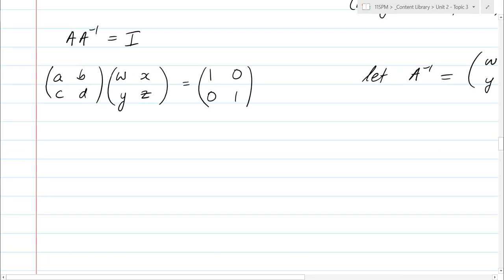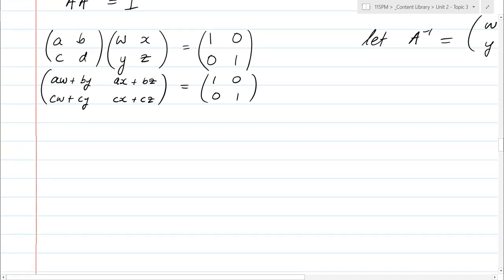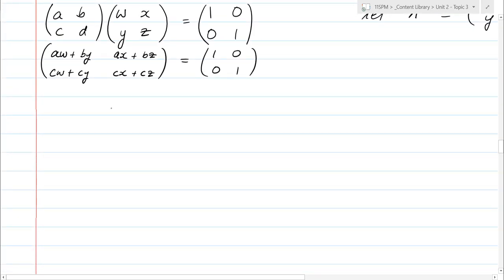And so now carrying out that multiplication so that we can solve it simultaneously. Remember, we've got 8 unknowns here, so we can't actually solve this, but we can solve for W, X, Y, and Z to get the values of those in terms of A, B, C, and D, and that will generalise our inverse. So this will become AW plus BY, and then AX plus BZ, and then CW plus DY, and then CX plus DZ. That's our multiplication, and that's equal to 1, 0, 0, 1, which in turn will give us the 4 equations, the 4 relationships.